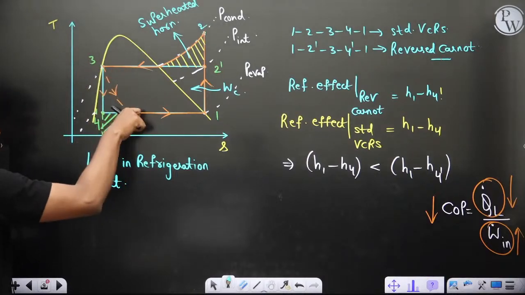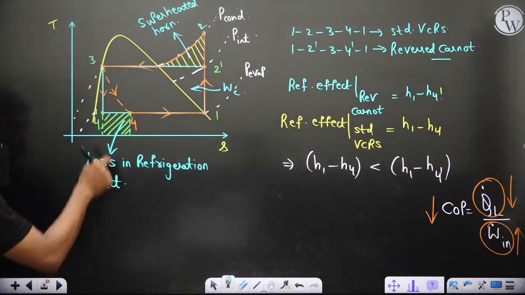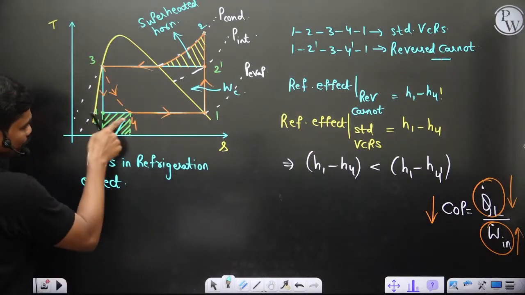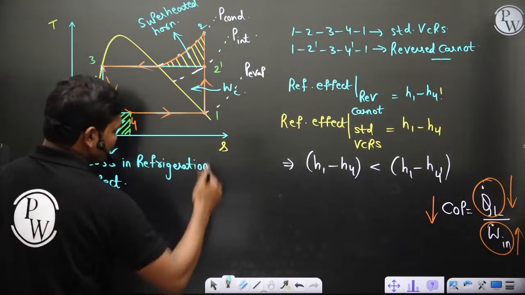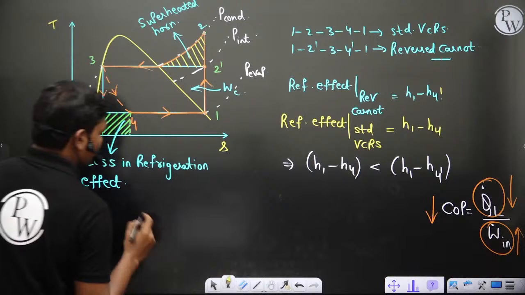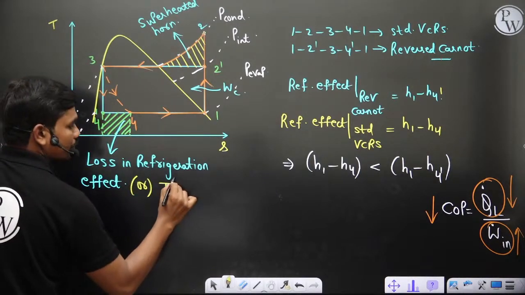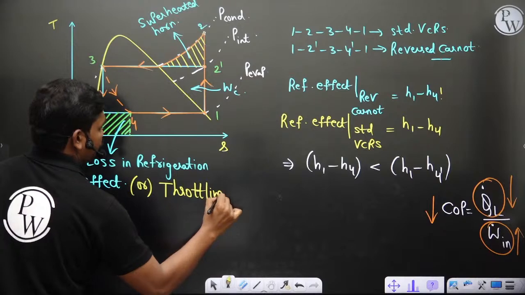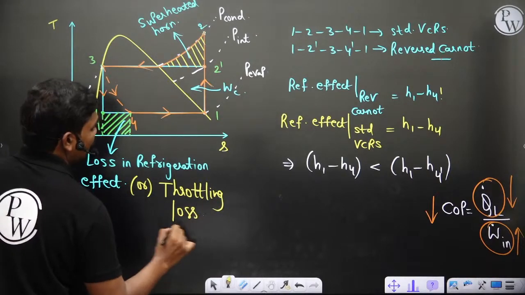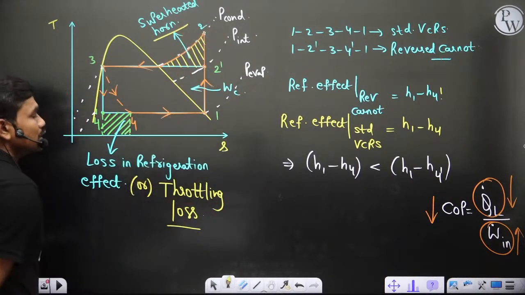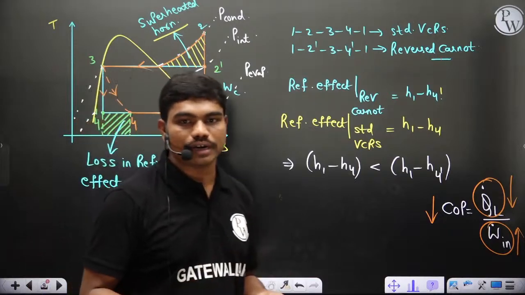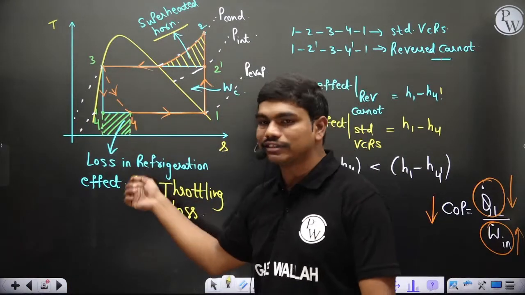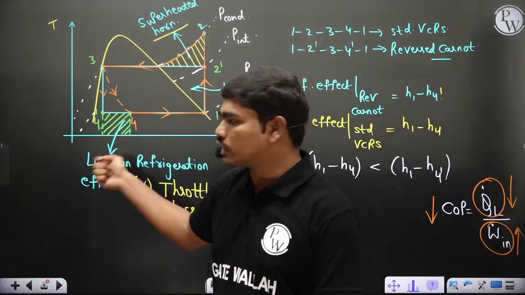If you have not throttled the substance, if you have used some isentropic expansion, you would have got H1 minus H4 refrigeration effect, but because of throttling you are losing this amount of heat taken out from the refrigerated space. So this is also called throttling loss, and this is called the superheated horn. Okay, so these two areas play a very important role. Loss in refrigeration effect, yeah, of course. Because of this throttling, we'll have certain loss in the refrigeration effect, so that's also called throttling loss.